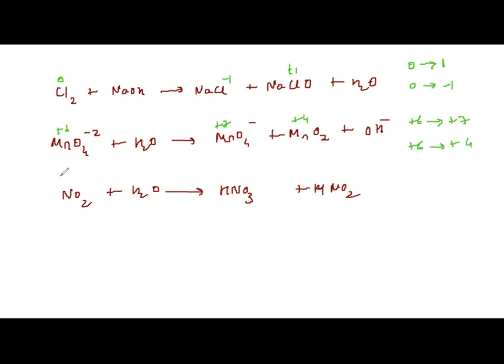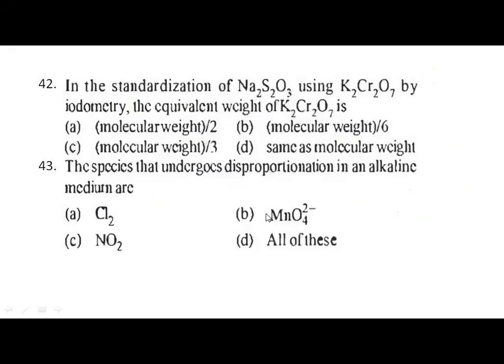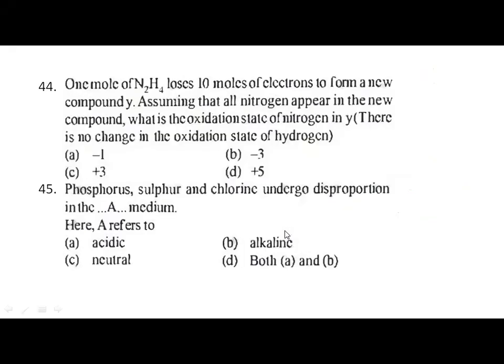Third option, NO2, nitrogen is plus 4. In HNO3, it becomes plus 5, and in HNO2, it becomes plus 3. So plus 4 becoming plus 5 is loss of electrons, and plus 4 becoming plus 3 is gain of electrons. So all of them are showing a disproportionation reaction. So all the options are correct.